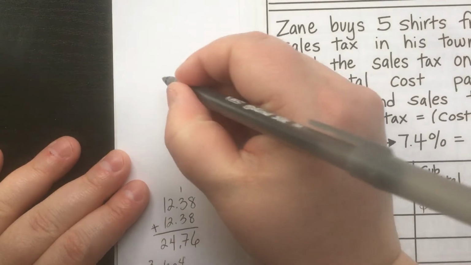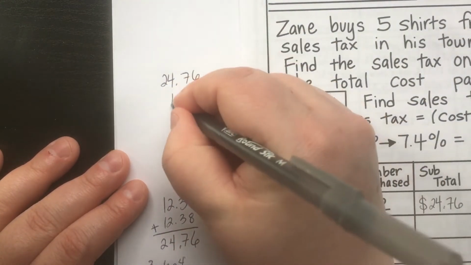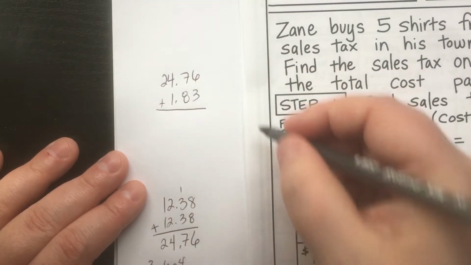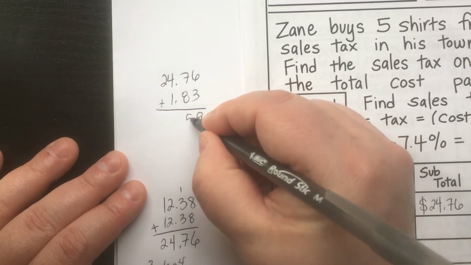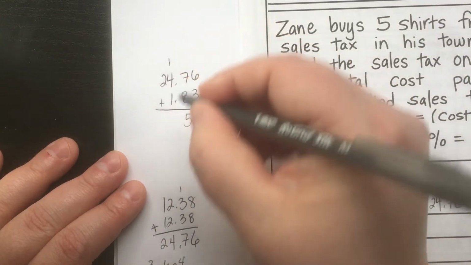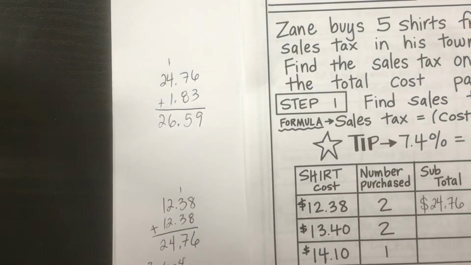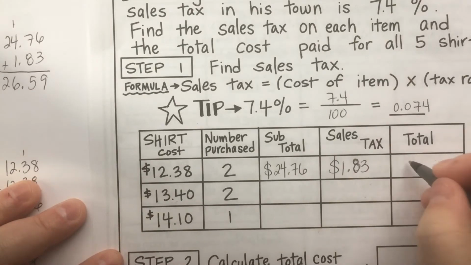All right, so $24.76 plus $1.83. 6 and 3 is 9. 7 and 8 is 15. 1, 4, and 1, and 2. All right, so how much did he pay for those 2 shirts? He paid $26.59.